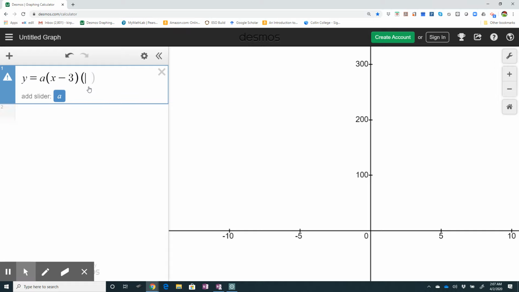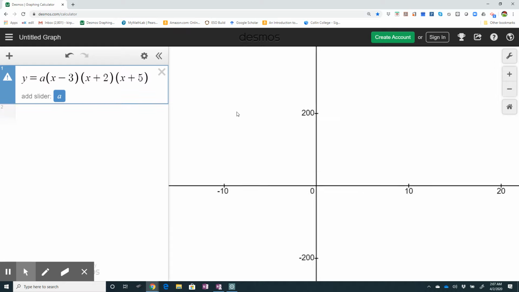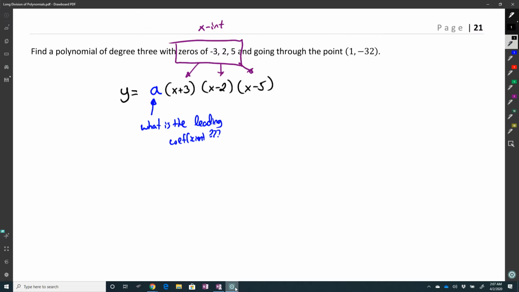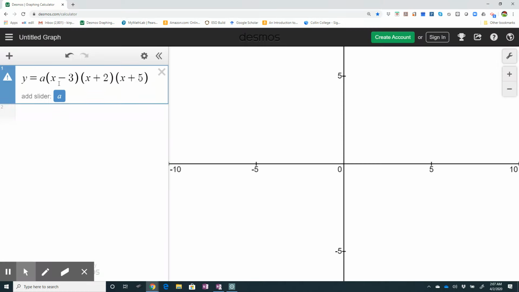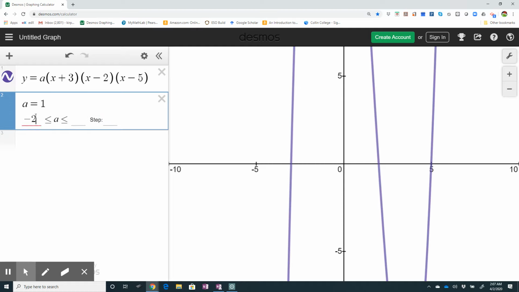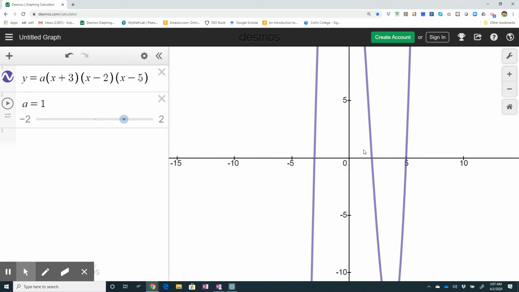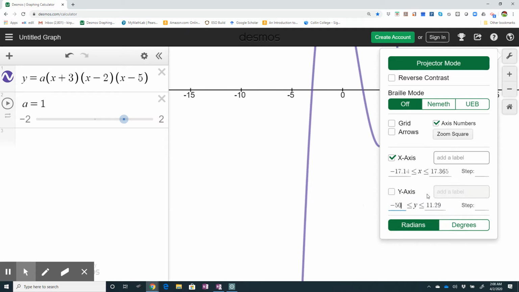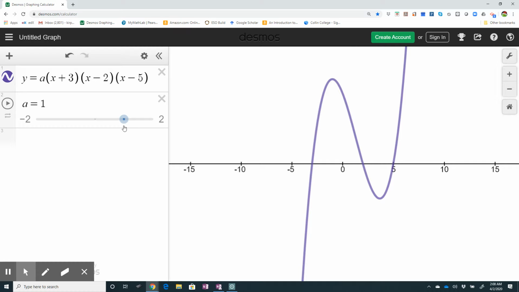So I have x plus 3, x minus 2, x minus 5. Right? Let me put it back over here. Sorry. So if I hit A as a slider, and I make it just go between -2 and 2, and I'm going to change the y-axis. Let's make the y-axis pretty big. Let's go from -50 to 50. Okay, I'm going to hit play.